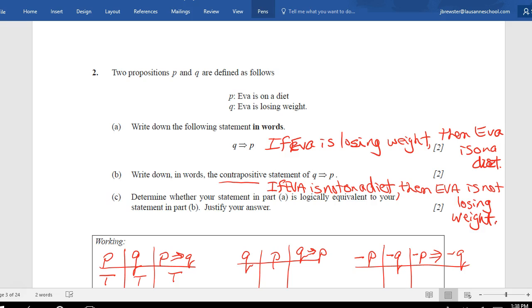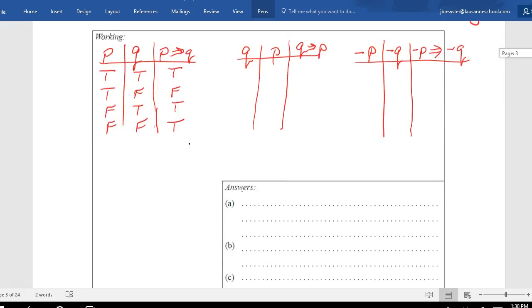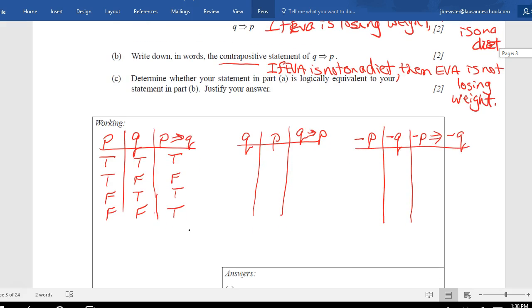Okay, now for part C, this is the trickiest part. Determine whether your statement in part A is logically equivalent to your statement in part B. Now, logically equivalent means the truth tables are going to be the same. So what we have to do is set up the truth tables for both of those. And I've got that started down here in the working section. Now on your truth table, this first part, this is right off your formula sheet. If the first part of the statement is true, the second part is true, then the if-then is true, and so on and so on.